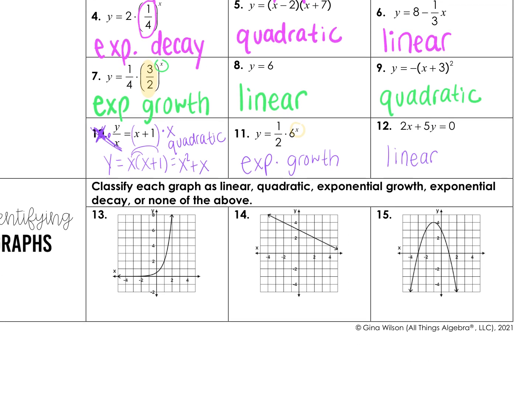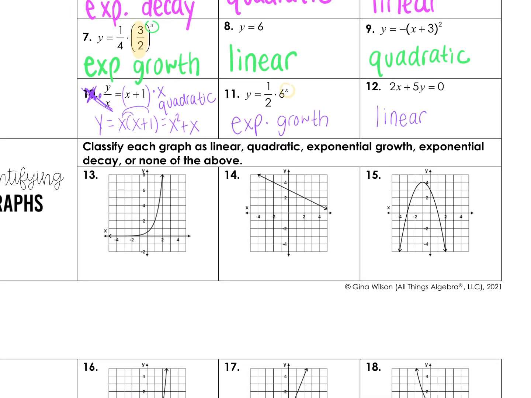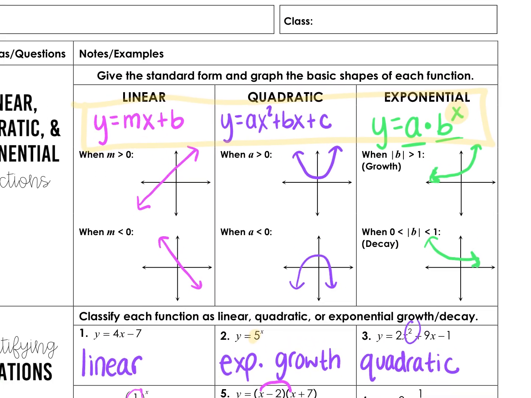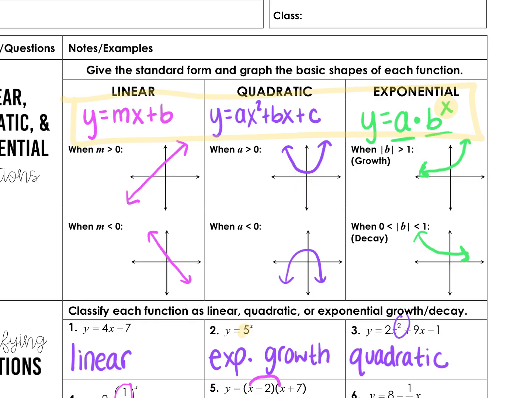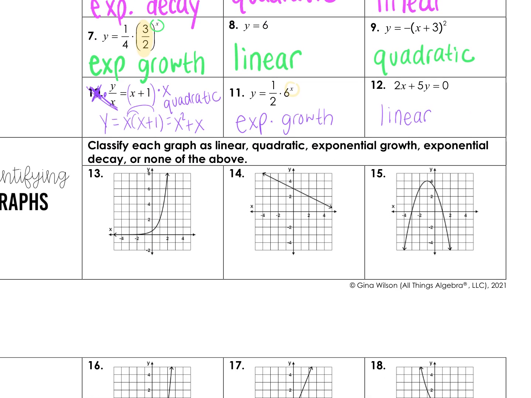Okay, so the next part of the notes, we are just looking at the shape of the graph as opposed to the equation. So we're looking at the shape of the graph and saying what type of function it is. The key to this is up here on your notes. I'm going to highlight it in green. All of this is the key to this next section that we're doing. So just go based on the shape of the graph.